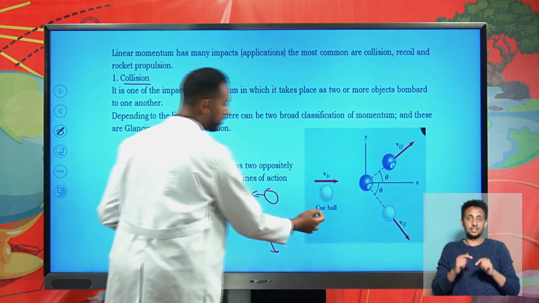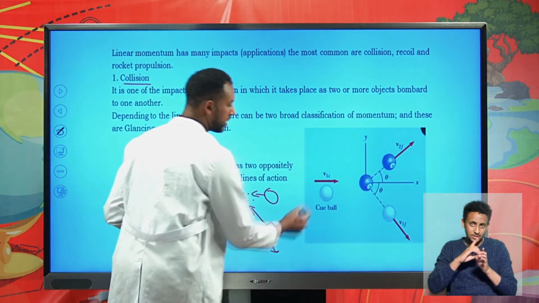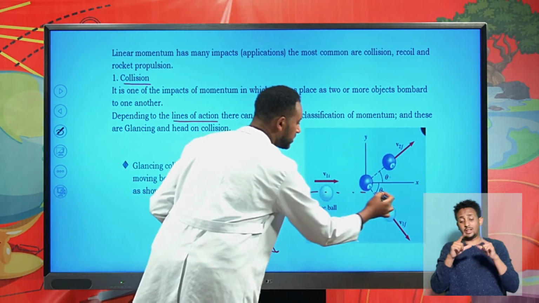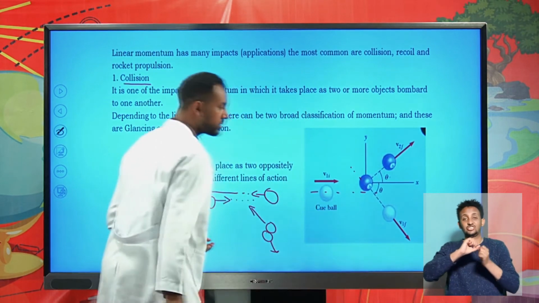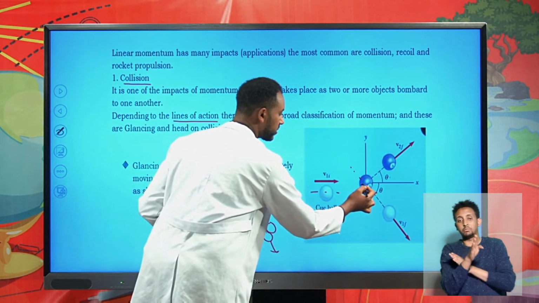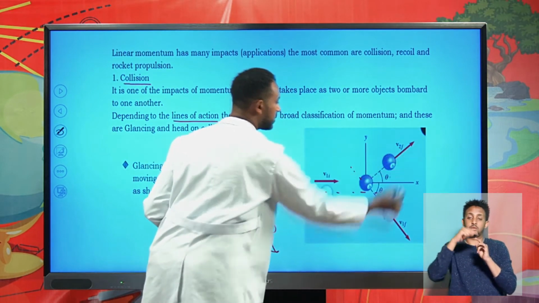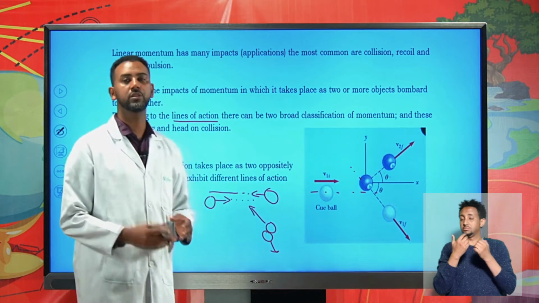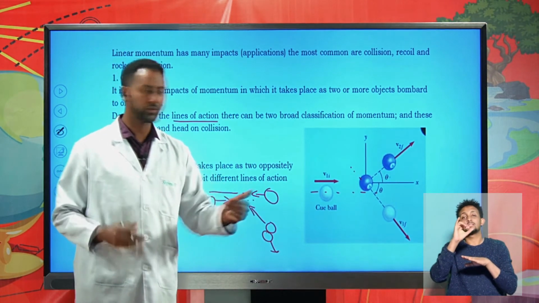For example, here you have a cue ball that's moving in this direction and collides with this object. So the line of action does not stay this way. It changes its direction the other way, and this object, which was at rest, might move in this direction. Such a type of collision is known to be a glancing collision, depending on the lines of action.